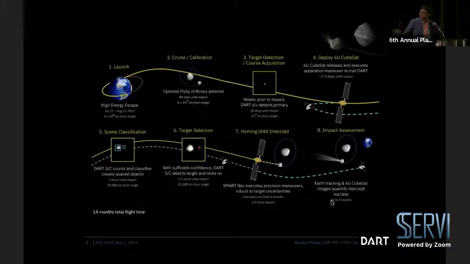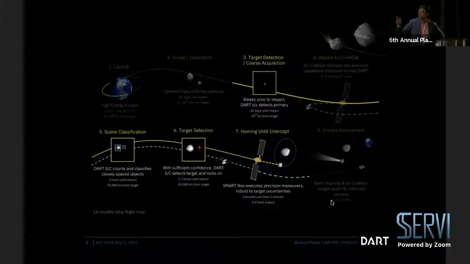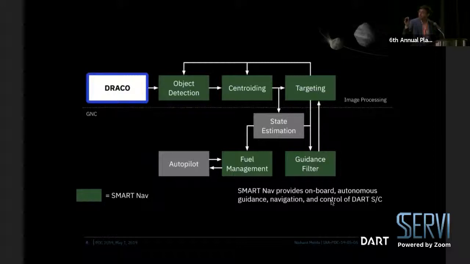What I want to point out, though, is we are targeting, or not targeting, I apologize. That's a poor use of terminology. My talk focuses on these phases of the mission, specifically the target detection, acquisition, scene classification, and so forth. And in particular, we're trying to understand SmartNav, which stands for Small Body Maneuvering Autonomous Real-Time Navigation, and provides onboard autonomous guidance, navigation, and control of the spacecraft.